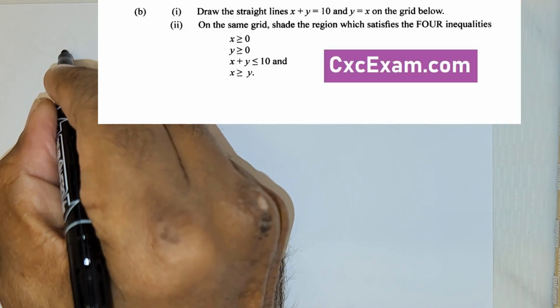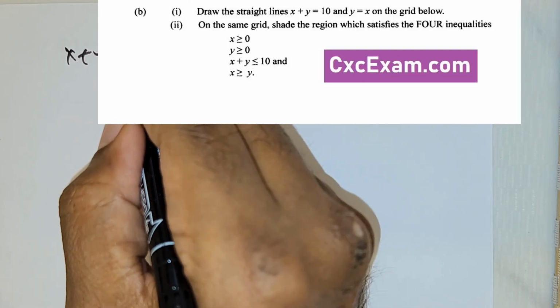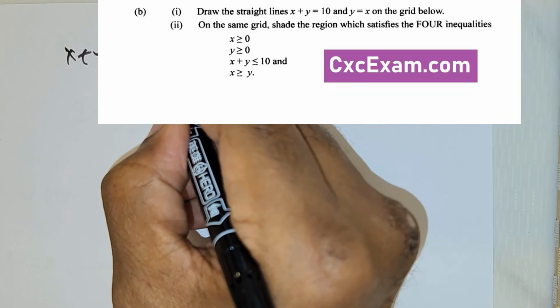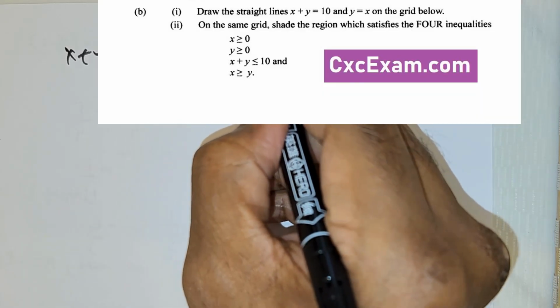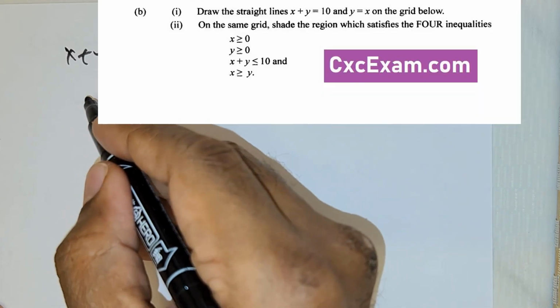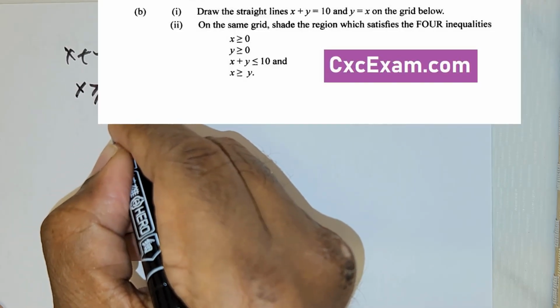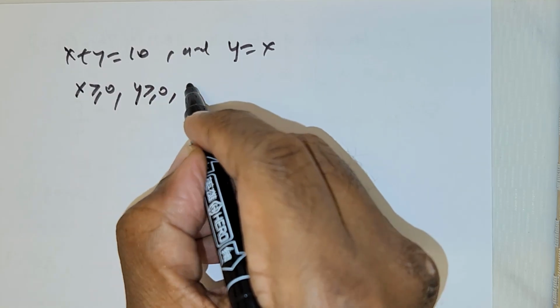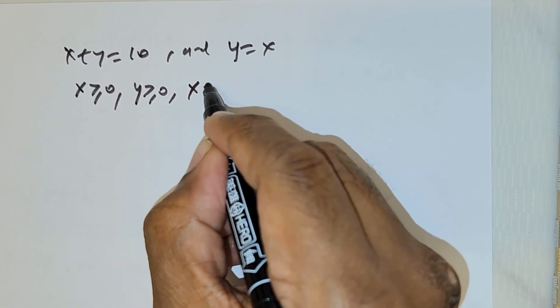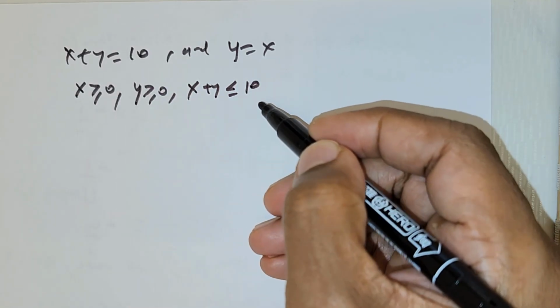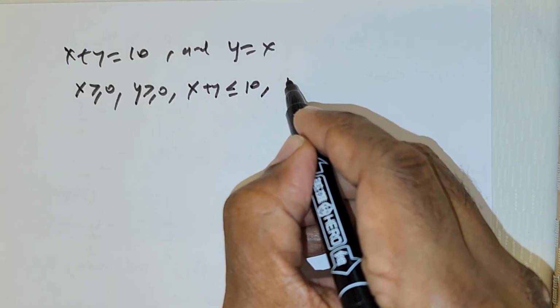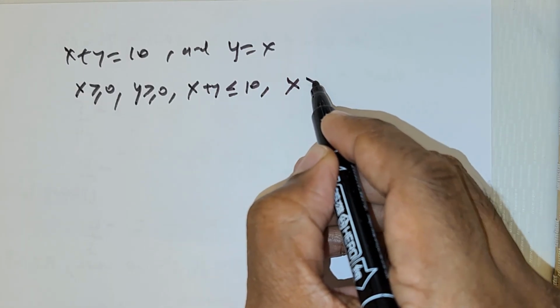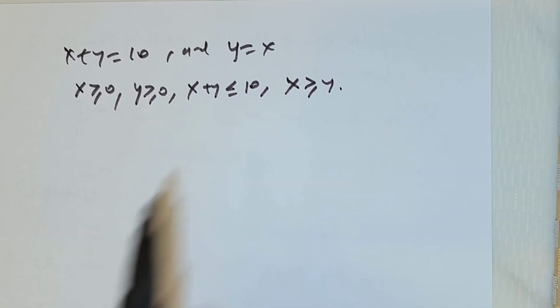Now this is the next question. We are given two lines, x + y = 10 and y = x, and we are given the following inequalities: x ≥ 0, y ≥ 0, x + y ≤ 10, and x ≥ y. We have to draw this graph.